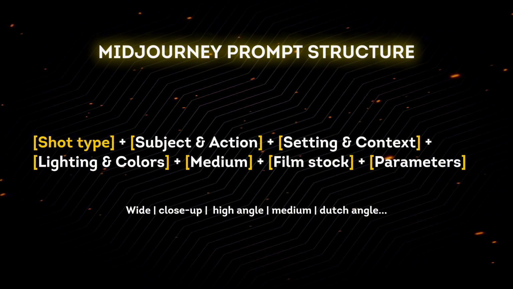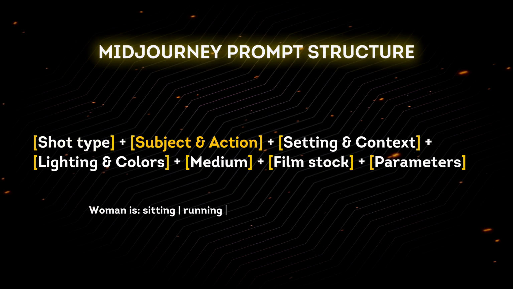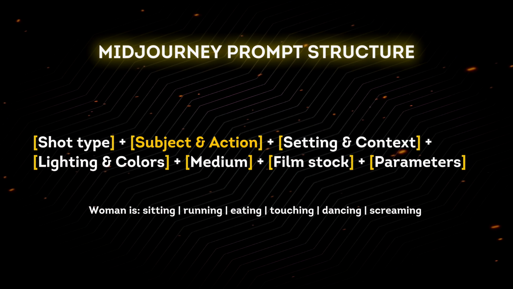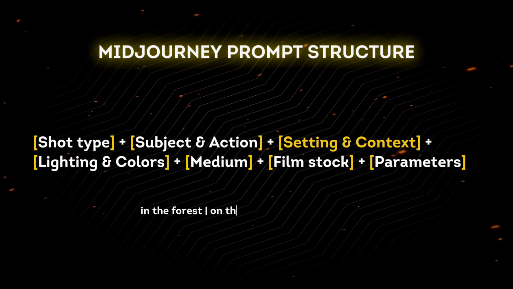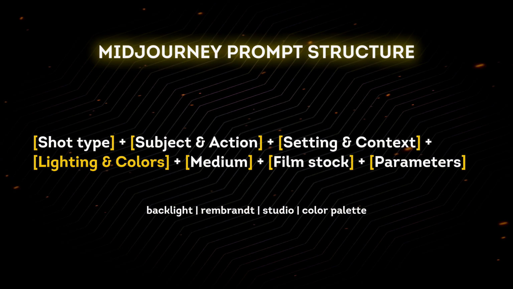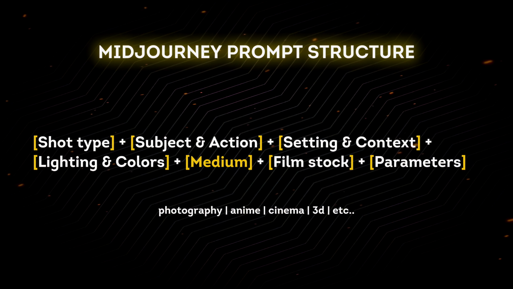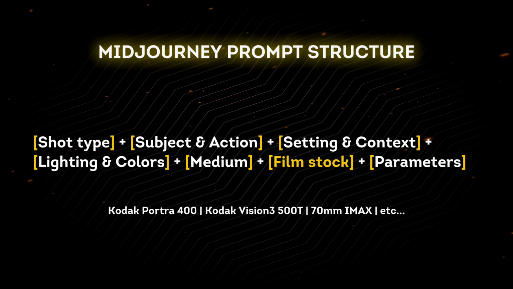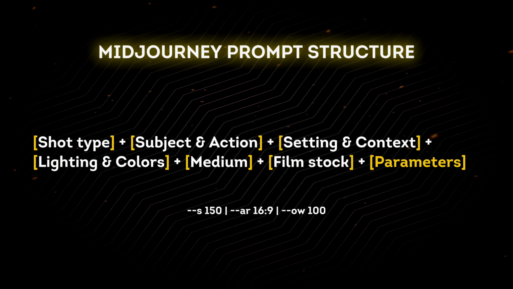Shot type: wide, close-up, high angle, Dutch angle, etc. Subject and action: who is in the scene and what they're doing. Setting and context: where the scene takes place. Lighting and colors: backlight, Rembrandt, studio, color palette. Medium: photography, anime, cinema, film stock. Additional cinematographic commands, parameters, your aspect ratio, and other controls.